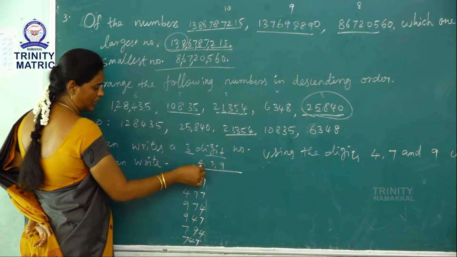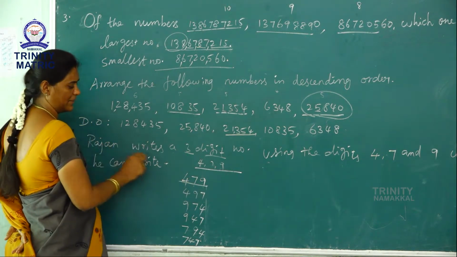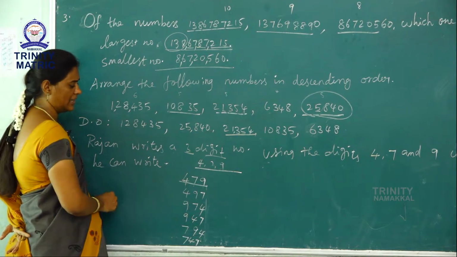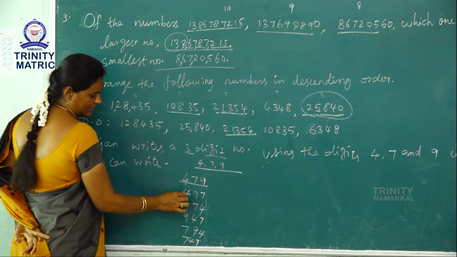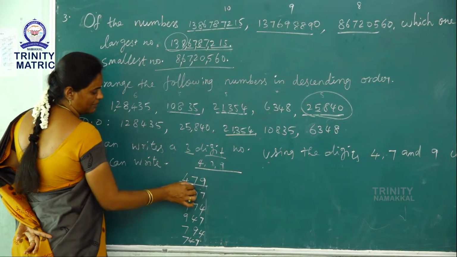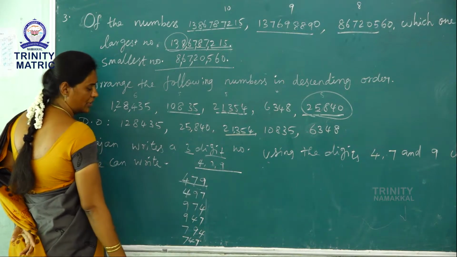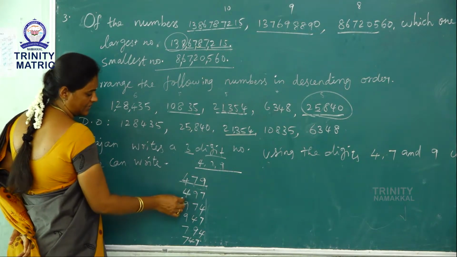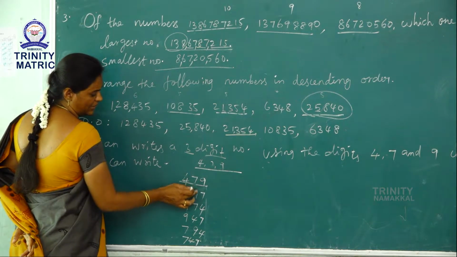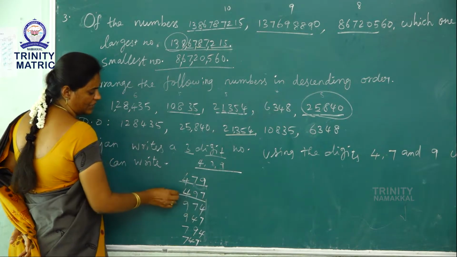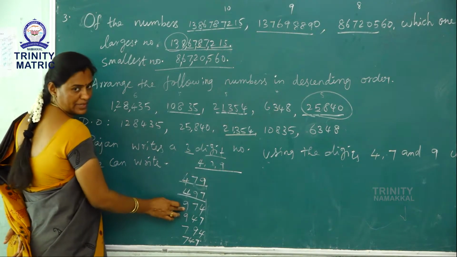First you keep 4 as it is, then 7, 9. This is the first 3 digit number, that is 479. Next you keep the 4 as it is. Just interchange the other 2 numbers: 9 comes to the tens place, 7 comes to the units place. That is 497.